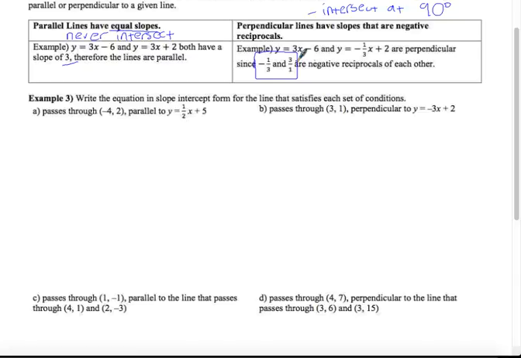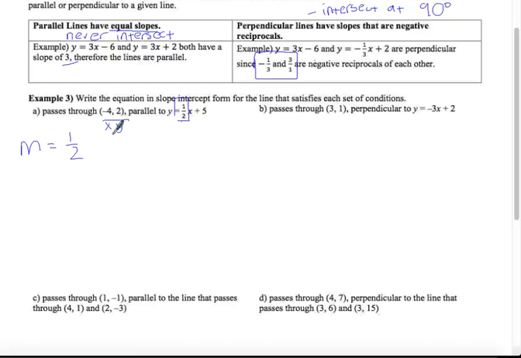So write the equation in slope-intercept form for the line that satisfies: passes through the point negative 4, 2, and is parallel to 1/2 x plus 5. So what's important here is just that the slope of my new line has to be a half. And it has to pass through the point negative 4, 2. So since we don't have a graph here, it's easier just to solve these algebraically.